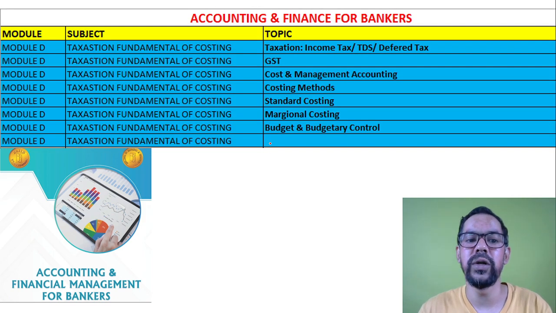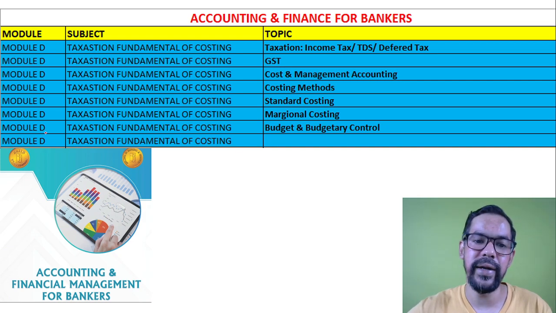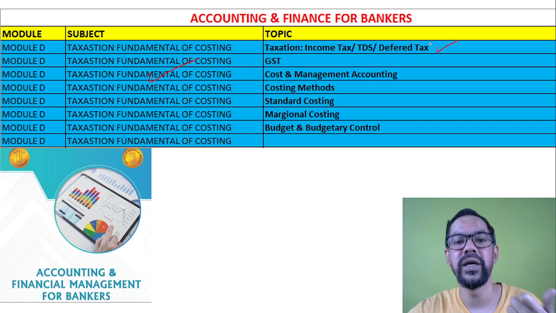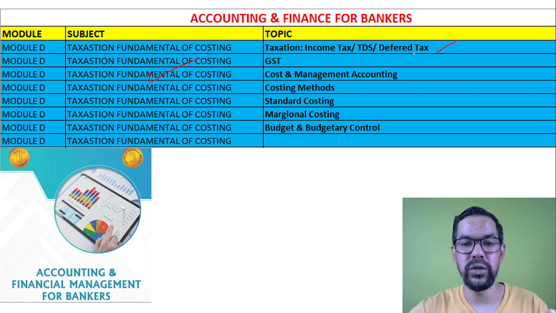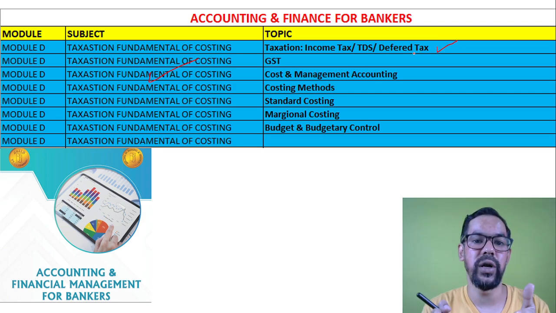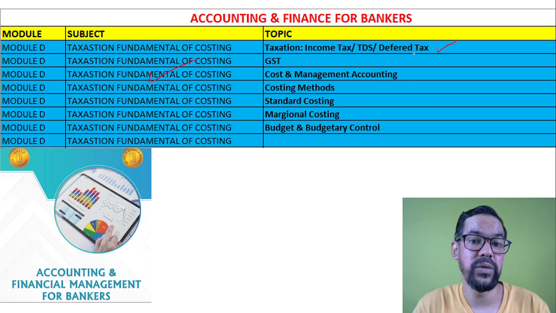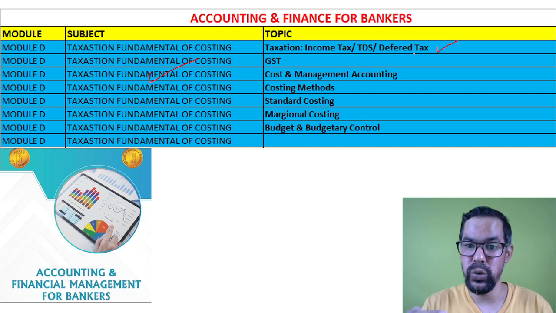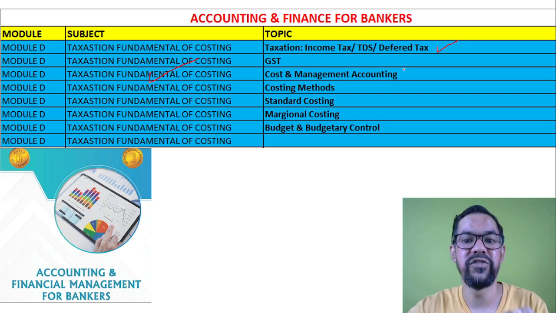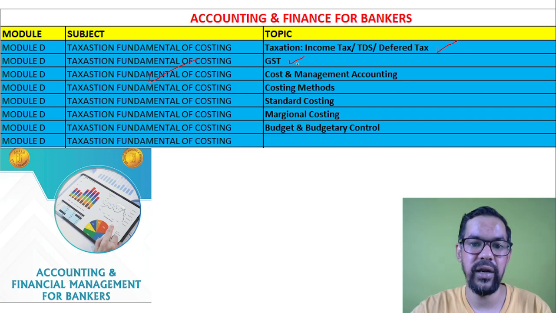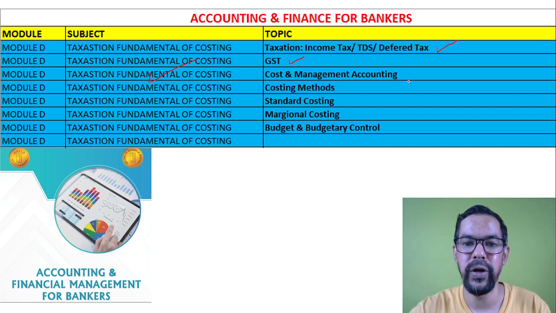The final module is a newly added module: taxation and fundamentals of costing. Under taxation, you have income tax, TDS, and deferred tax. These are specially mentioned in the books released by IIBF, so you have to go through them. Then GST, goods and services tax, again a very important one.